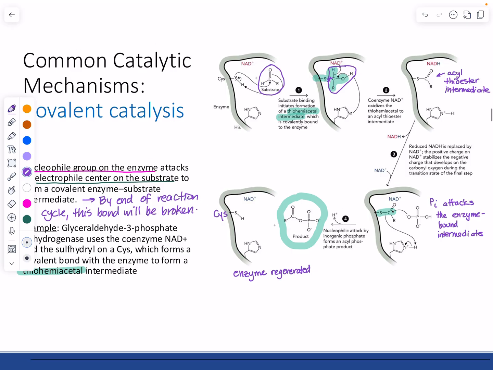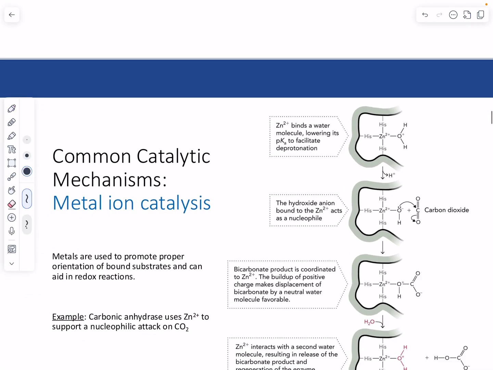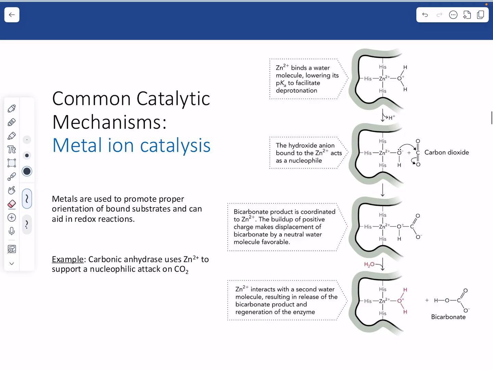Okay, so our third catalytic strategy is metal ion catalysis. So let's look at a case where metals are going to promote proper orientation of our bound substrates, and they can also aid in redox reactions. Okay, so our example of this is going to be carbonic anhydrase, and it's going to use a zinc ion to support a nucleophilic attack on carbon dioxide.